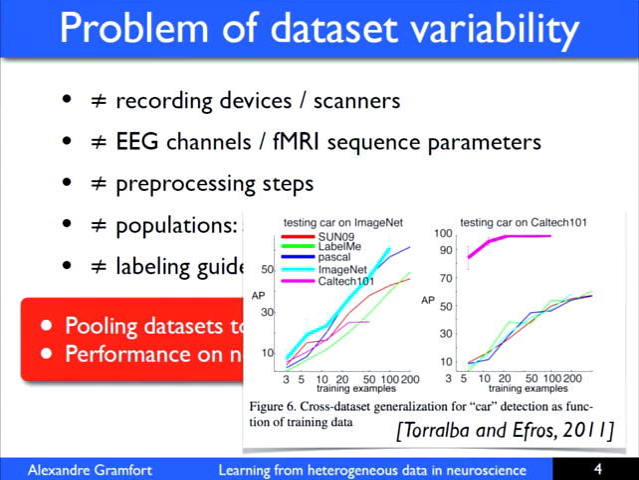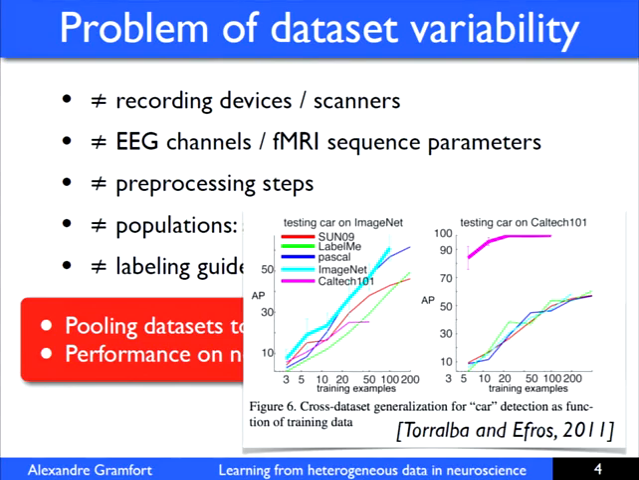But if you look now on the right side, you see that if you train on Caltech 101 and you test on Caltech 101, you're super good. But now if you test on other data sets, the performance is really bad. So people sometimes mention the problem of dataset bias, but this is a very general problem: how do you generate insight from new data sets that may have different distributions?